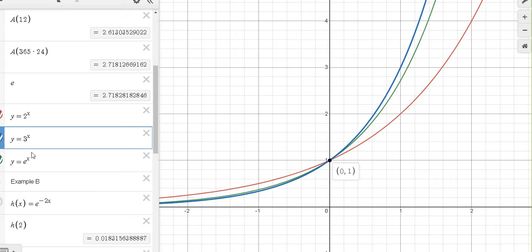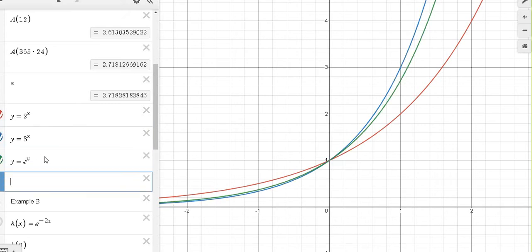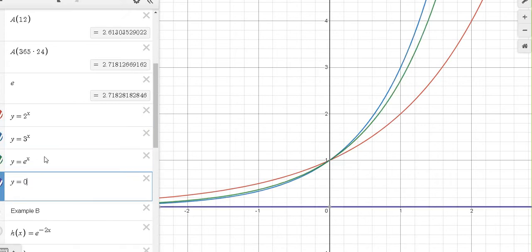So the line y equals 0 is what's called a horizontal asymptote. It never quite touches that line.